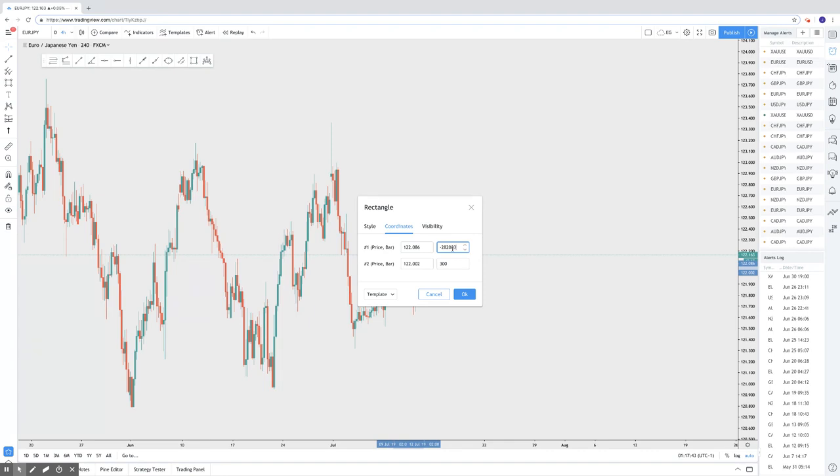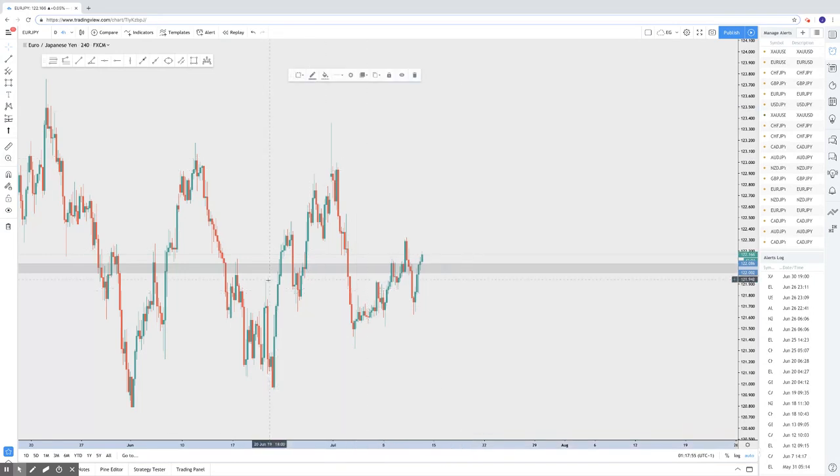So again, add some zeros. I think TradingView might have changed their rectangle tool because it's not automatically putting my zeros in. Now I could have definitely messed something up as well, so I won't fully blame them. So we have that zone in. This is now our zone. Okay, this is now our zone.